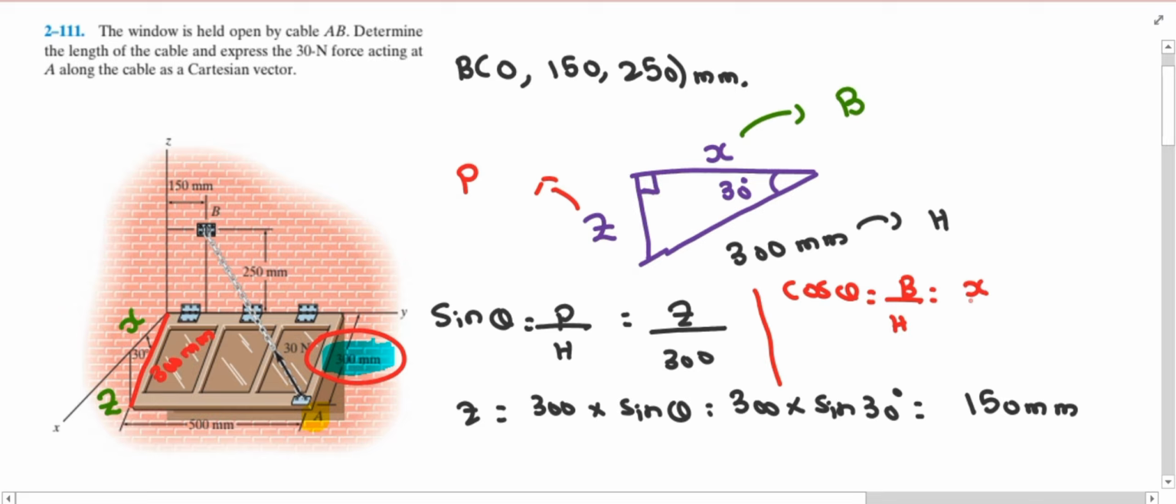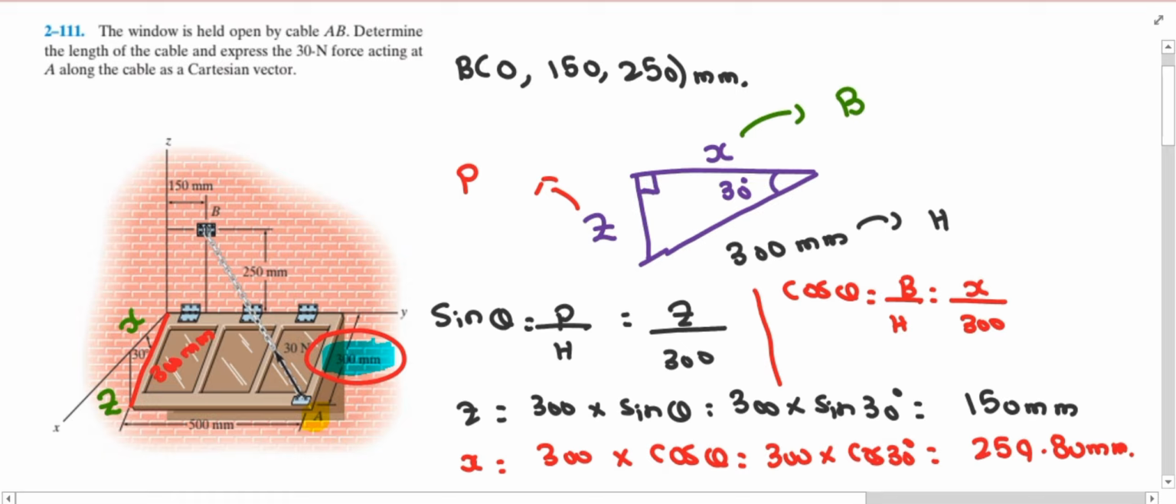Base in this case is nothing but x, and the hypotenuse is 300. So I am doing it directly. x is equal to 300 times cos of theta. The value of theta is again 30 degrees. So cos 30 degrees into 300 is equivalent to 259.80 millimeter. So we successfully found the value of x and z with the help of this triangle.